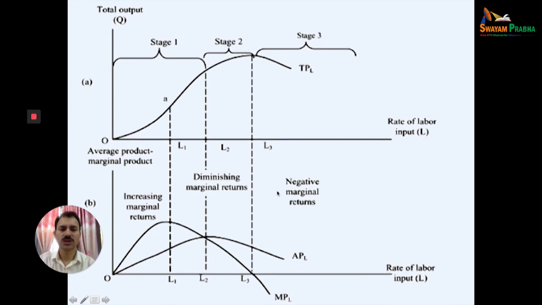Now let us discuss the third stage. In the third stage, total product declines. AP shows a small decline, but never becomes zero. MP becomes negative. It goes below the x-axis. Hence, the third stage is known as negative marginal return, negative return stage. Third stage.